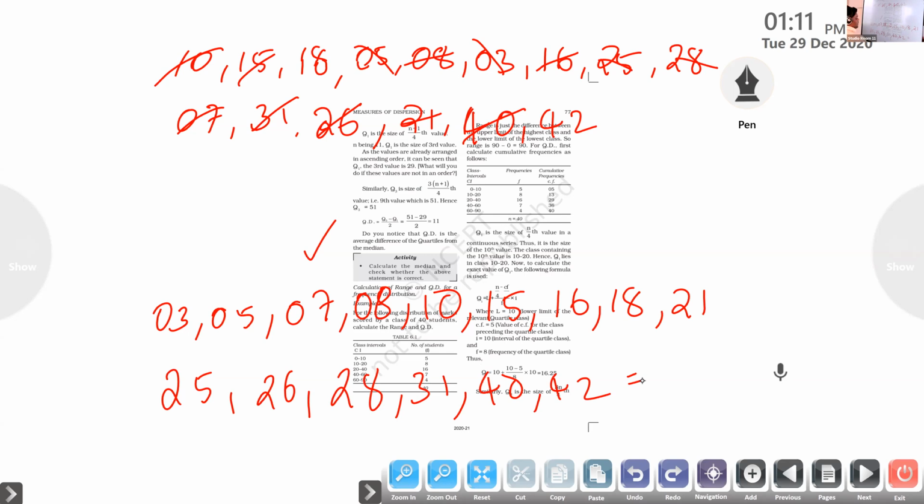What's the n here? It's 15, correct. So n plus 1 is equal to 15 plus 1, 16.